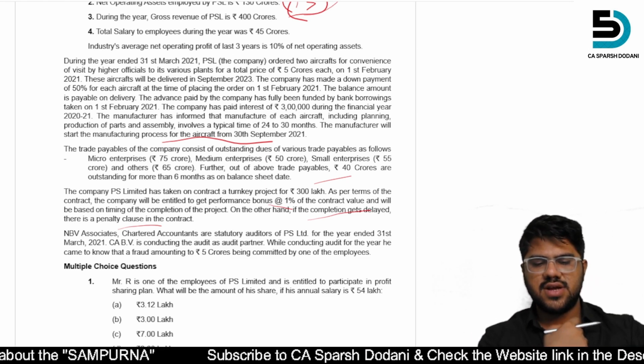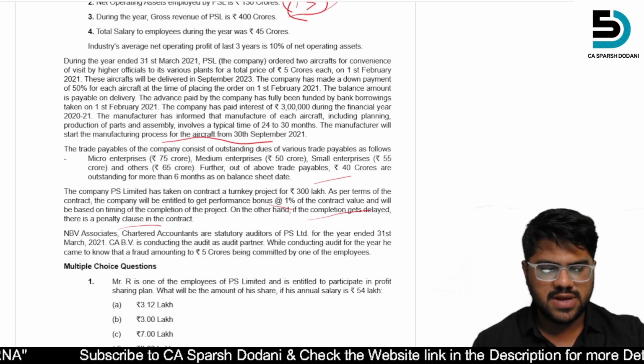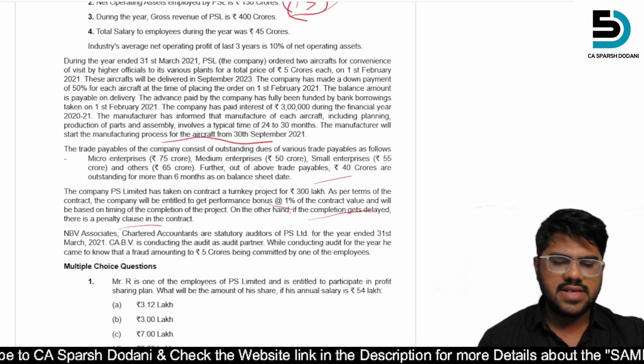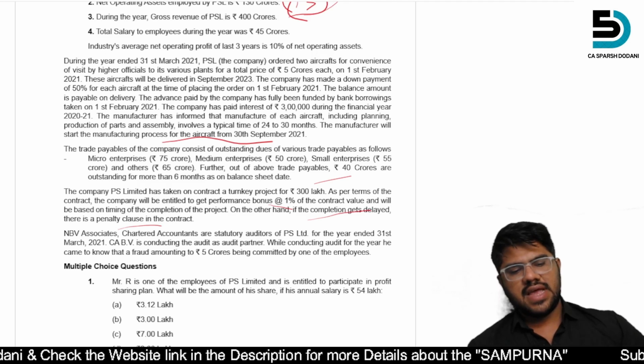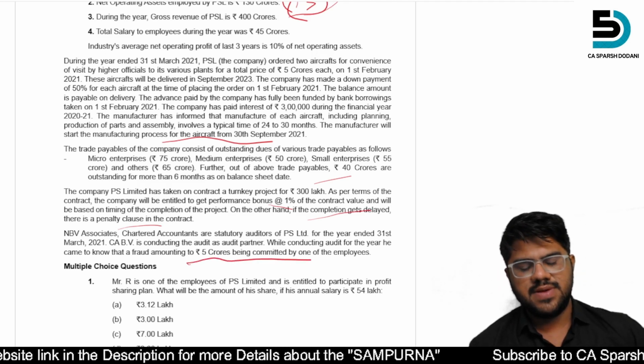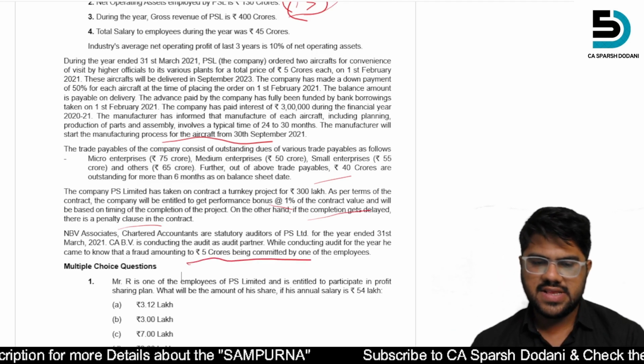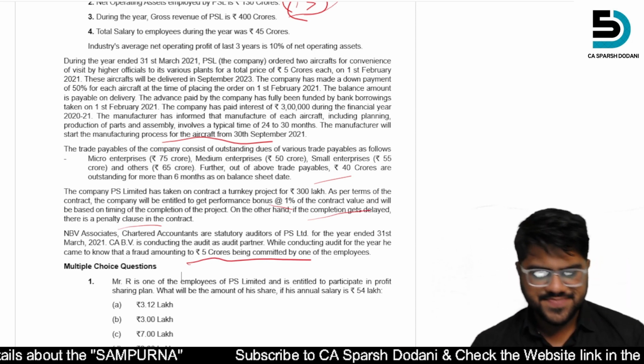NBV Associates Chartered Accountants, Statutory Auditor of PS Limited for the year ended 31st March 21, conducted the audit as audit partner of the year. They came to know of a fraud amounting to rupees 5 crore committed by one of the employees. So there is a fraud and everything in this.